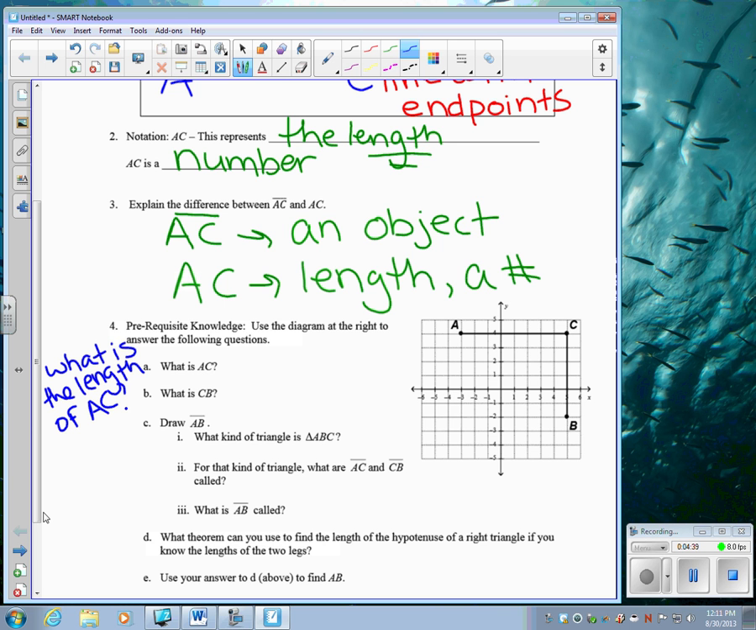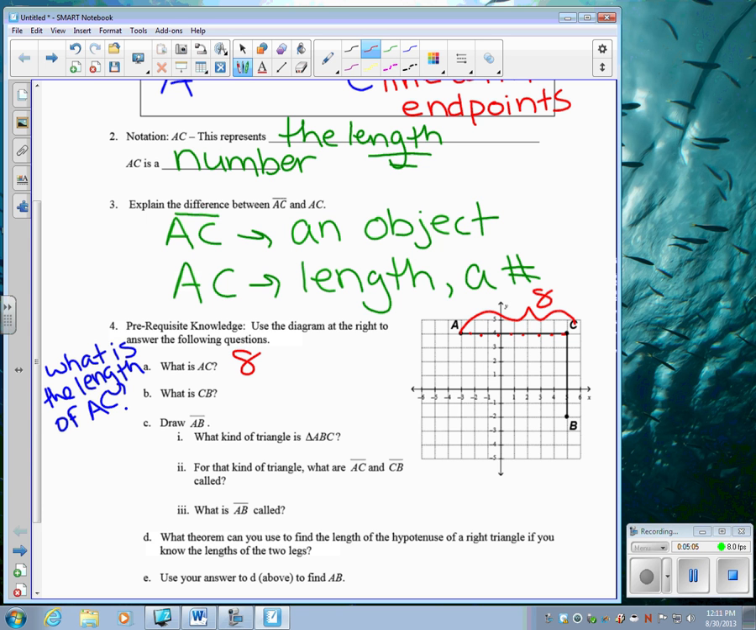Okay, so we can go ahead and go on this diagram. It's nice because it's actually already drawn for us. To find the length from A to C, all we have to do is count the boxes between A and C. So we have 1, 2, 3, 4, 5, 6, 7, 8. So the length of AC is 8.